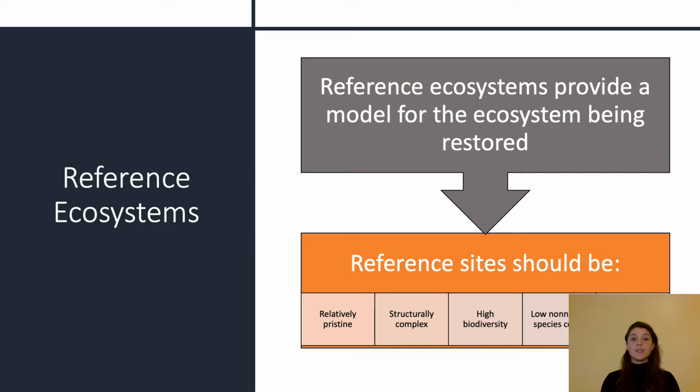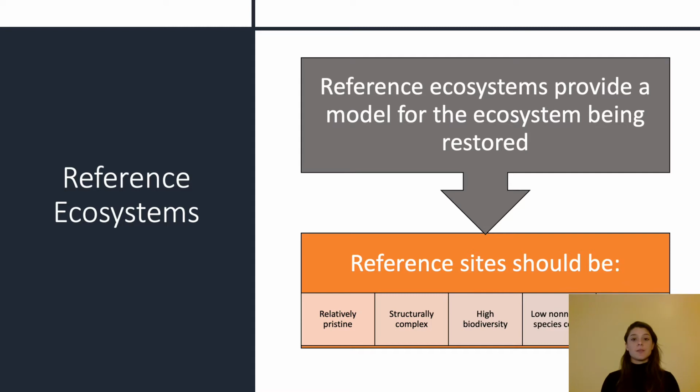Reference ecosystems are integral in restoration planning because they provide a model for the ecosystem being restored. Reference ecosystems are relatively pristine ecosystems and have minimal human impact. Using reference ecosystems in restoration and mitigation planning is important because it provides information on how similar ecosystem types are self-sustaining under similar environmental conditions.